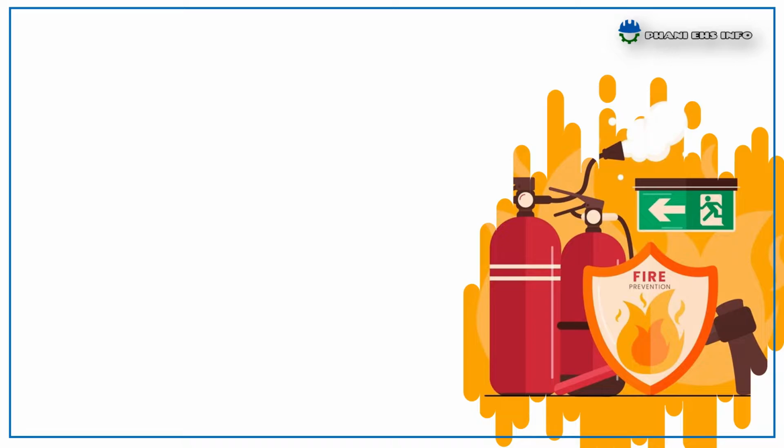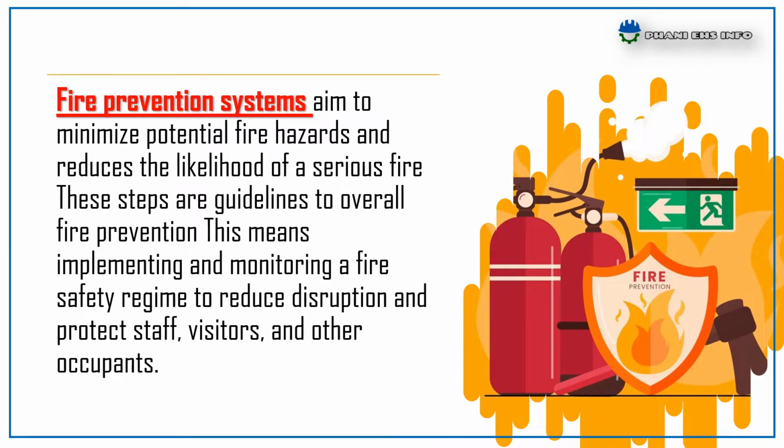Let us start with fire prevention. Fire prevention systems aim to minimize potential fire hazards and reduce the likelihood of a serious fire. For example, by safely storing combustible materials and taking care of points of ignition, such as heating systems and plug sockets, we are reducing the risks associated with fire. These steps are guidelines to overall fire prevention.